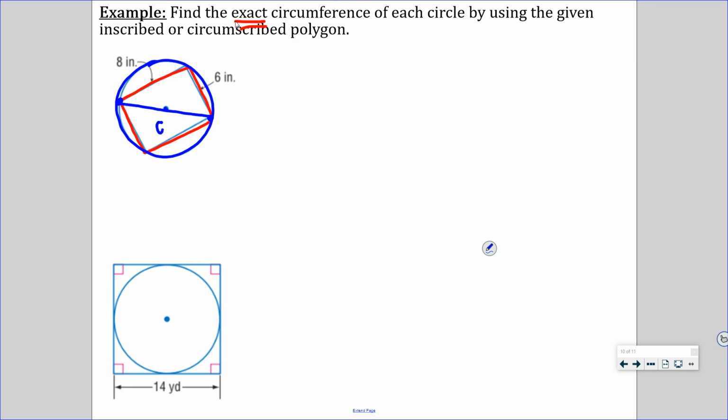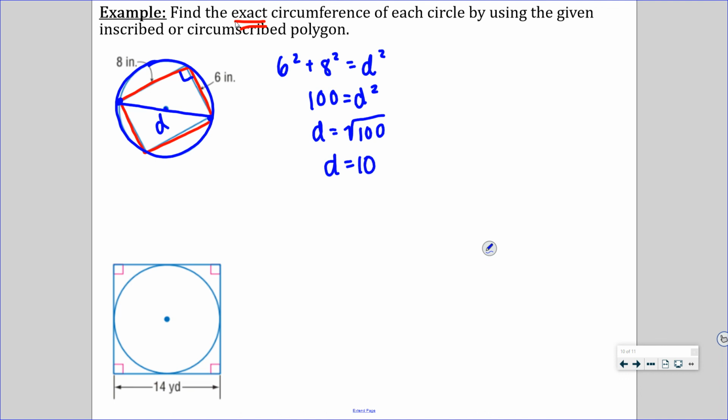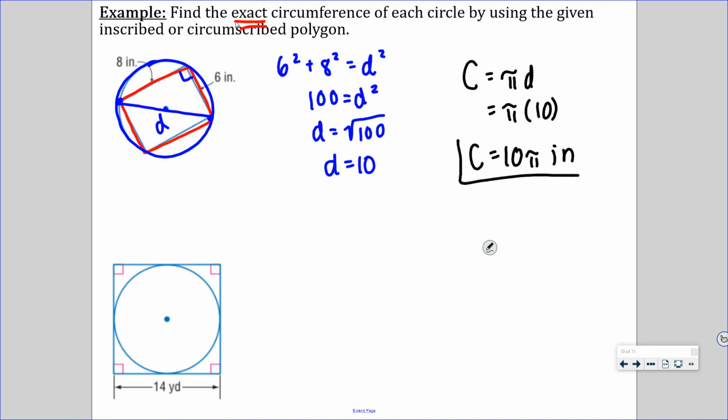If I were to draw a diagonal of the rectangle or a diameter of my circle, like so, can anybody see how we could find that length? Pythag, you betcha, Pythag. So we got 6 squared plus 8 squared equals D squared. I'm going to call it D because it's my diameter. That's 100. What's the square root of 100, folks? 10. The diameter is 10. I'm not done. I'm asked to find the circumference. Circumference, when I know the diameter, is pi times the diameter. They want me to give it exact, so I'd write it as 10 pi inches.